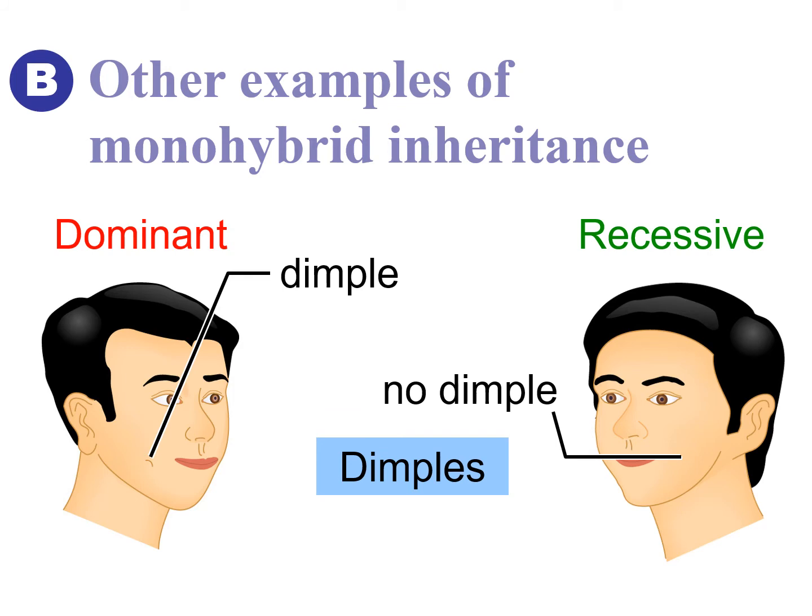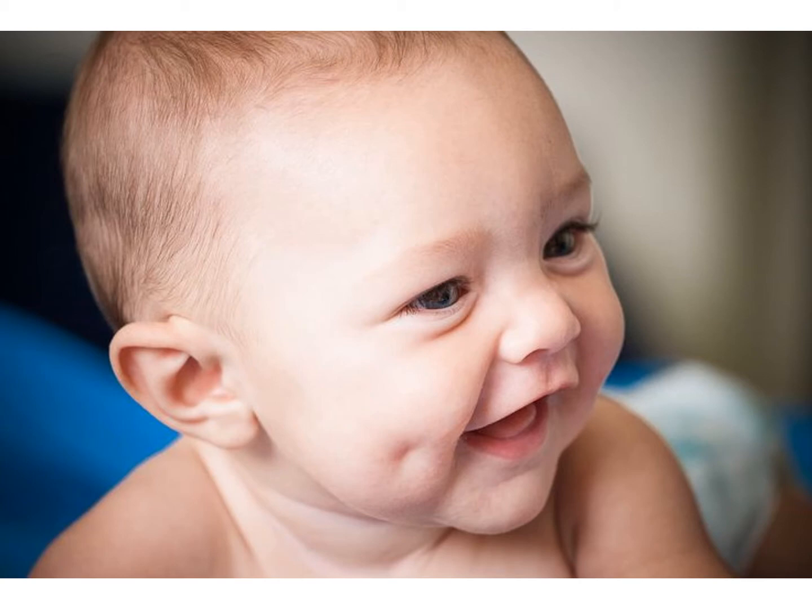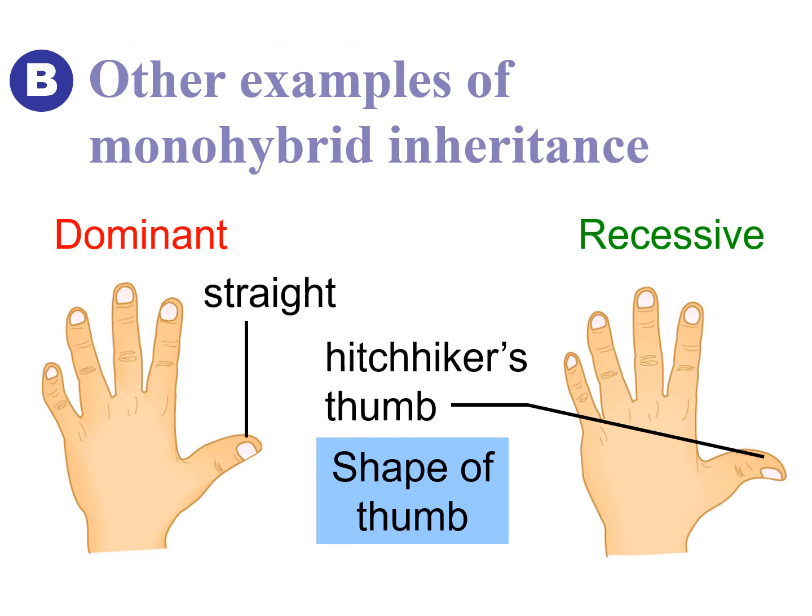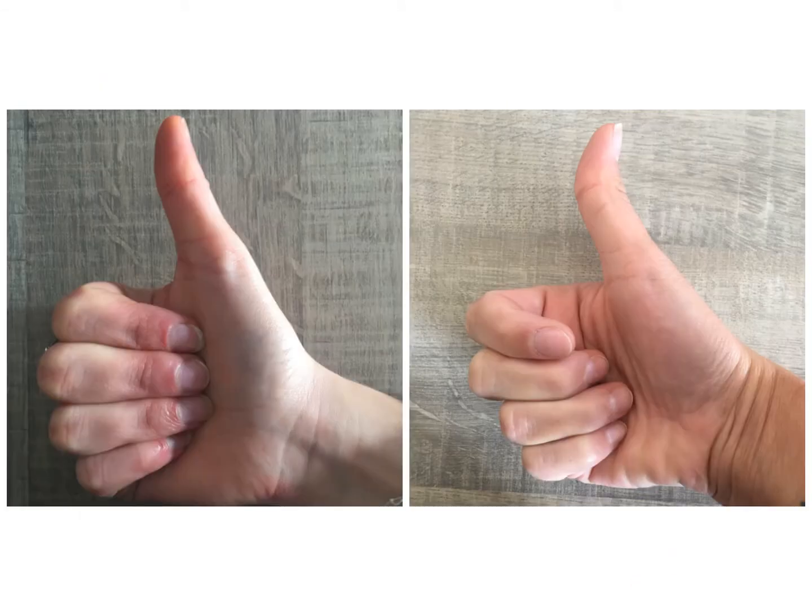Dimple as well. The dimple allele is actually dominant, so if you want to have dimple, you can either be a homozygous dominant or a heterozygous. If you don't have dimples, that means you must be homozygous recessive, both recessive allele. Shown in here, you have a very cute little baby with dimples. If you have a straight thumb, that means you have the dominant allele. You can either be homozygous dominant or heterozygous. But if you have a curved thumb, you must be a homozygous recessive. So this is a straight thumb, and this is a curved thumb.